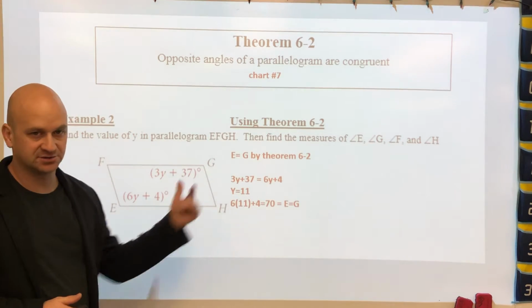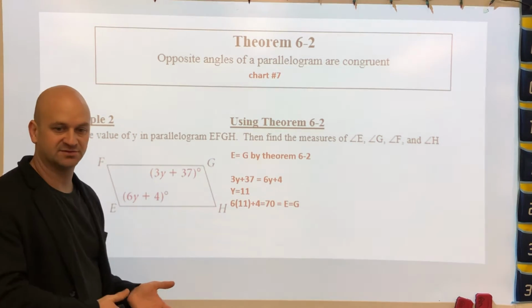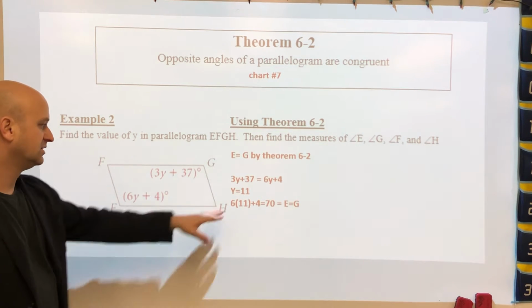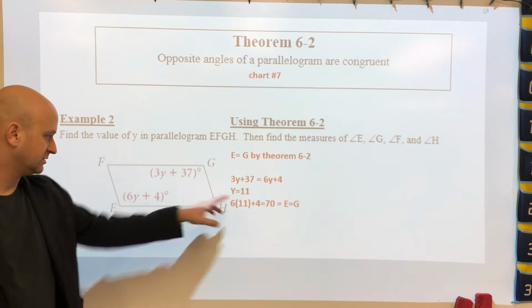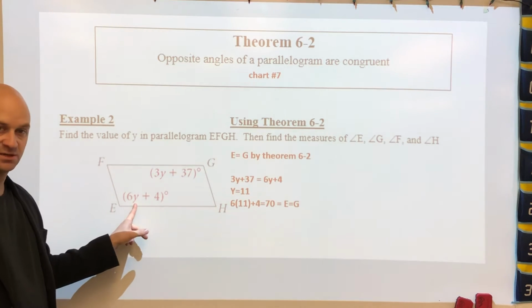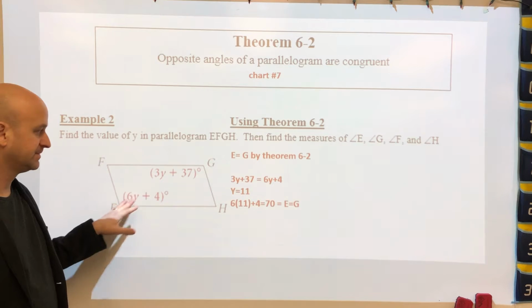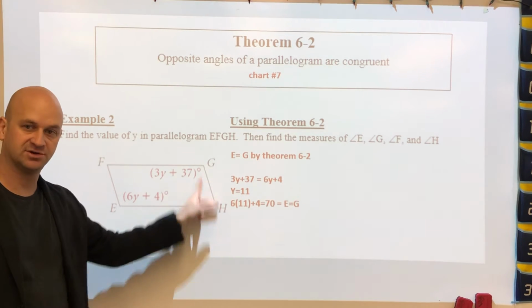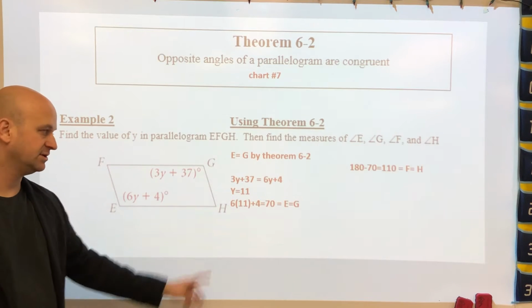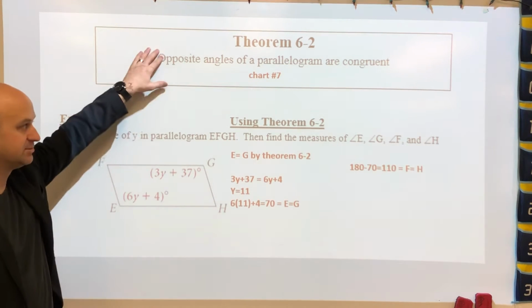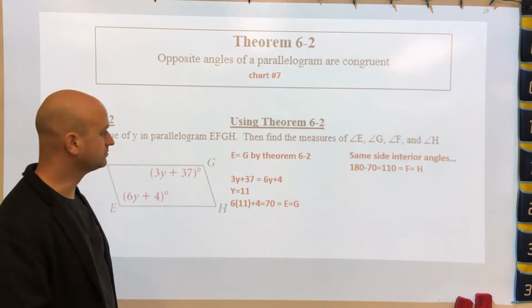But because opposite angles are congruent and consecutive angles are supplementary, we only have to find one angle to figure out the rest. So if I plug in y equals 11 to either expression, in this case I use this, 6 times 11 plus 4 is 70, that means angle G has to be 70. And then G and H are supplementary, so 180 minus 70 would be 110. And H and F are congruent because opposite angles are congruent.